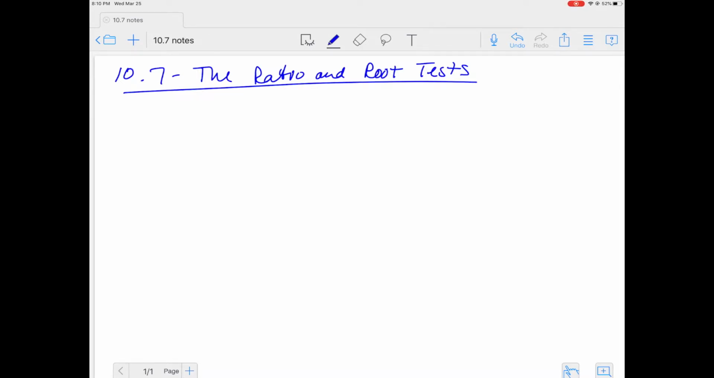All right, let's cover our last two tests. Woo! We've got the ratio and the root test that we get the opportunity to cover. So let's talk about that ratio test first.